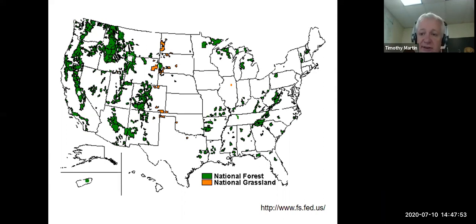So the U.S. Forest Service is the largest public forest land owner. They manage 154 national forests and 20 national grasslands, and that's what this map shows. They have 35,000 employees, and in any particular year, they have in the neighborhood of 148 million visitors. So lots of people visit national forests and grasslands.